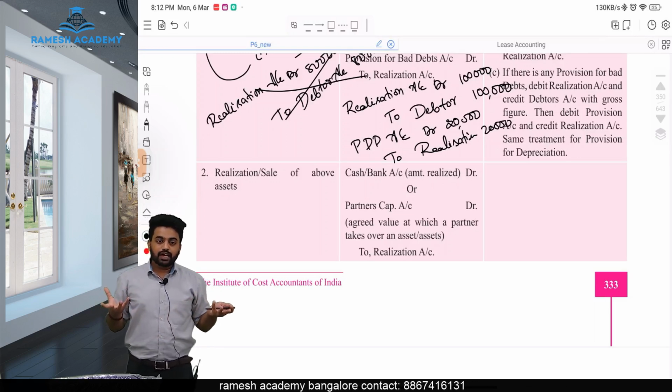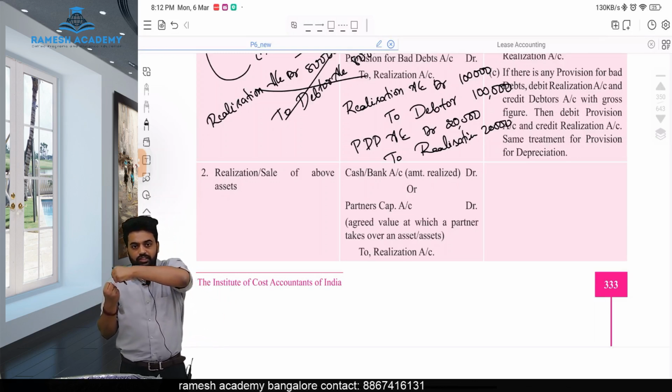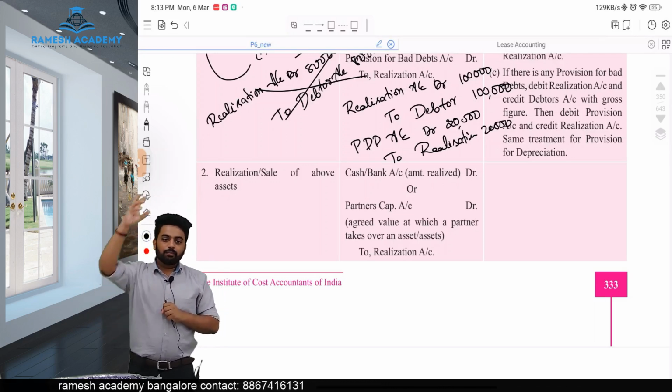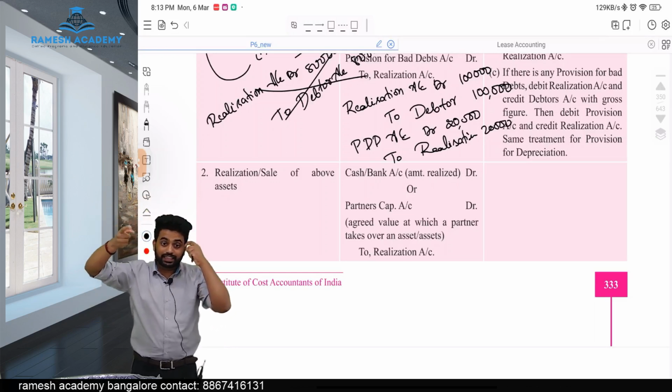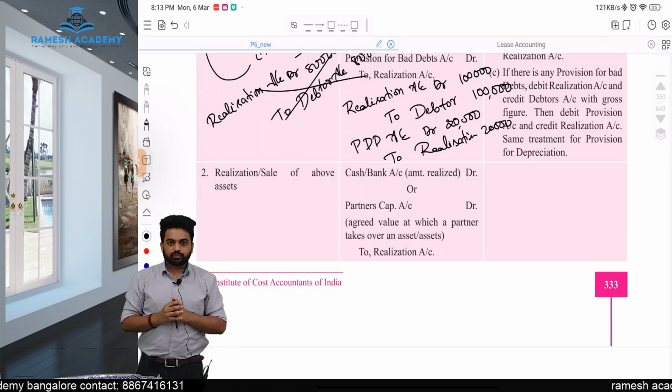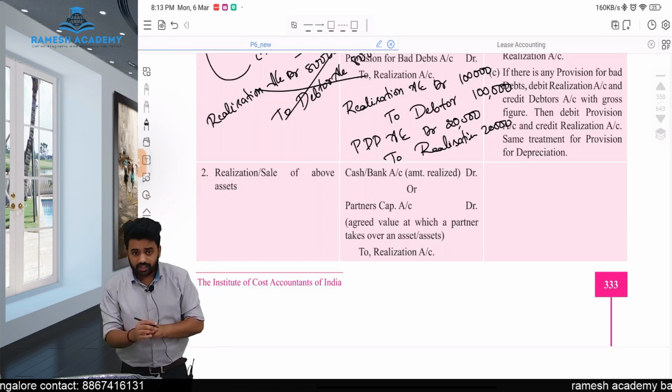Of course, you are going to withhold that money from your partner's capital, right? So for you, cash or bank will not come. So what happens? Partner's capital account debit, because his capital balance decreases, to realization account.